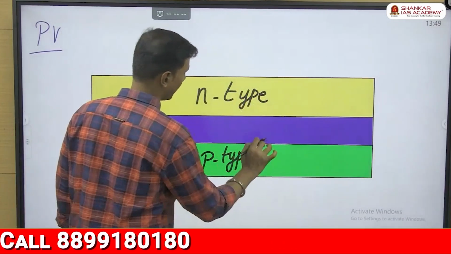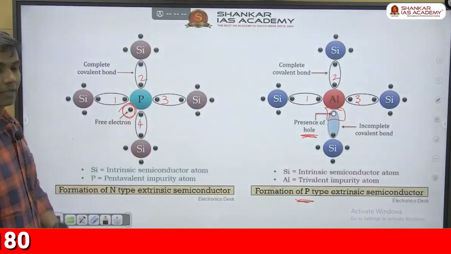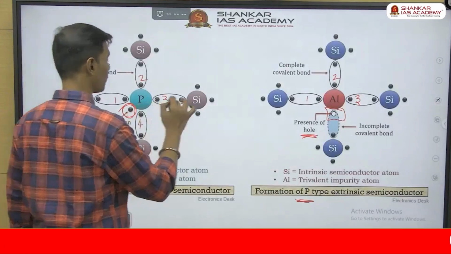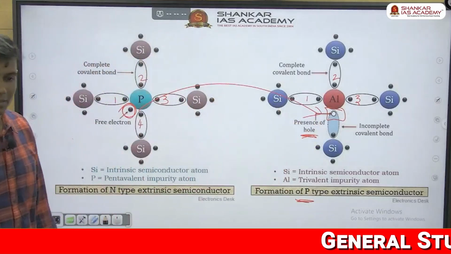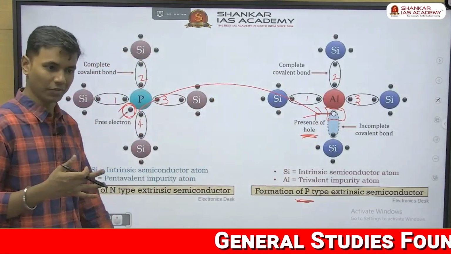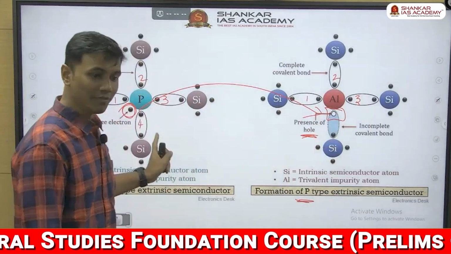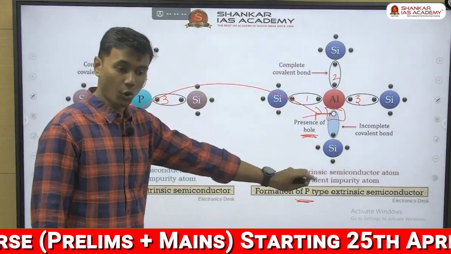What will be added in P-type? Trivalent. Now, what is extra in N-type? Electron. What is extra in P-type? Hole. If electrons move, the movement of electrons is called electricity. The term electricity itself comes from the movement of electrons, correct? So we are going to learn how to push this free electron to this hole, which will create electricity. N-type has extra electrons, P-type has extra holes.